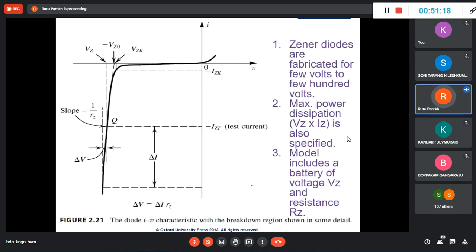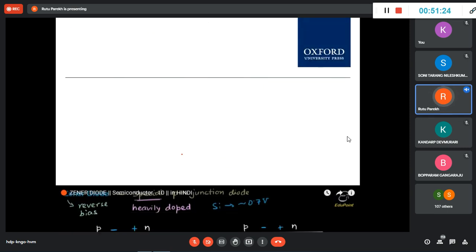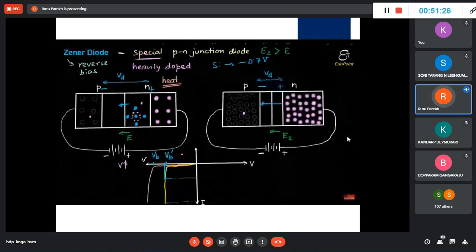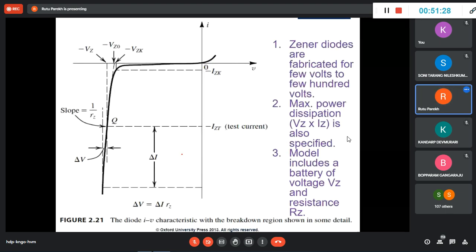So we will see into detail this. I had talked a little, but now you have to understand properly how the Zener works and the physics behind that, what is that, and the application of that. That's what I'm going to teach you shortly. But is that okay?